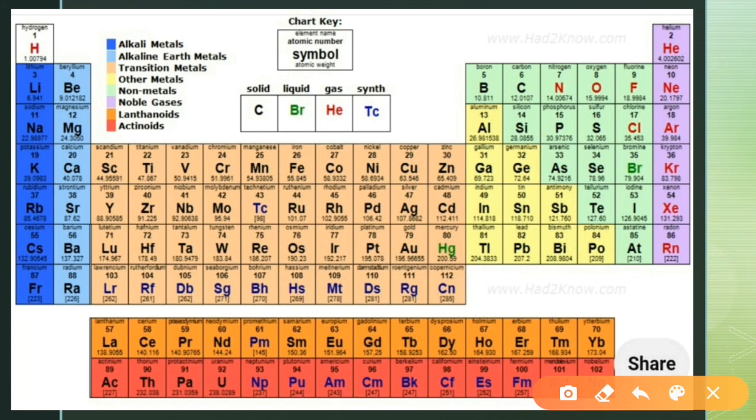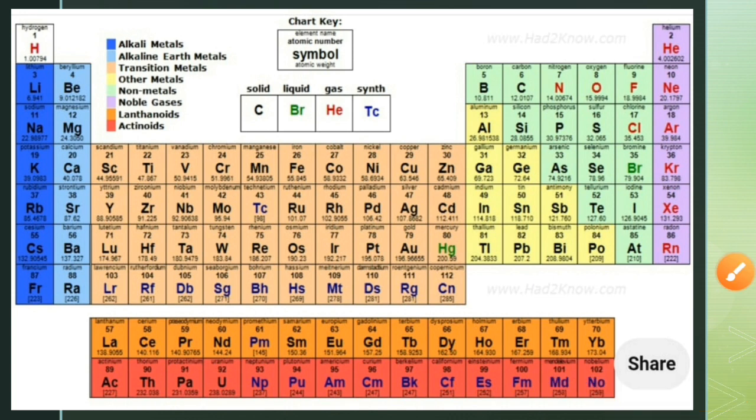The number above a symbol is the atomic number and the number below the symbol is the atomic mass. For example, in the case of boron, the number above is 5, which is the atomic number, and the number below, which is 10.8, is its atomic mass.